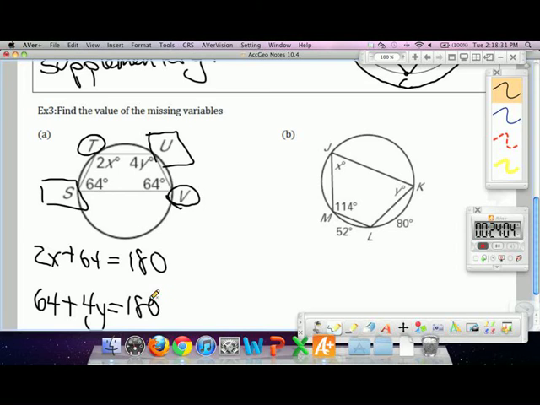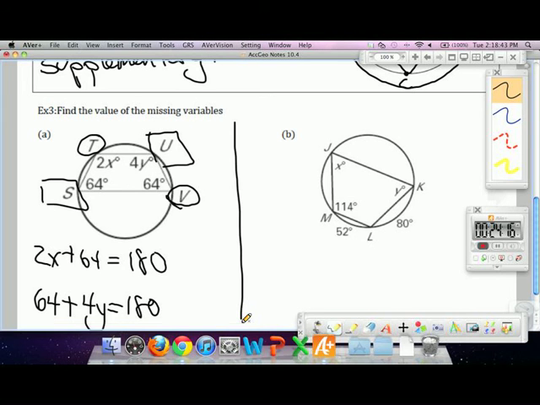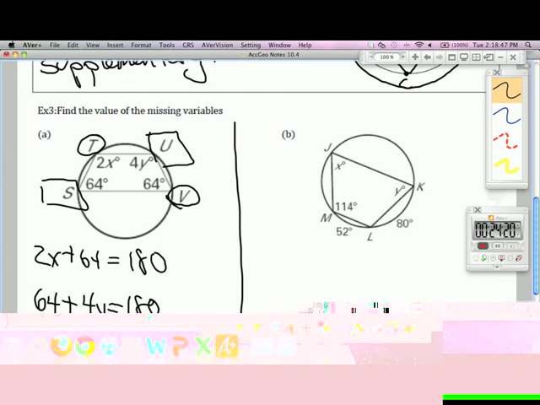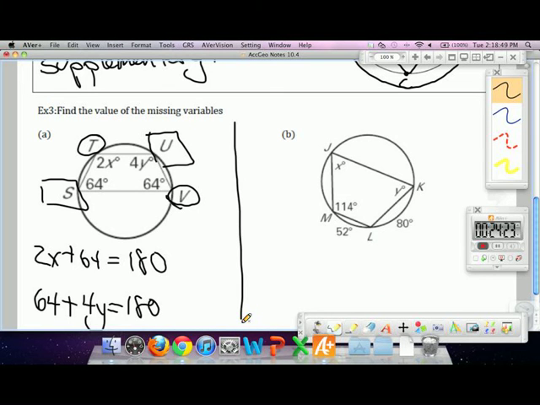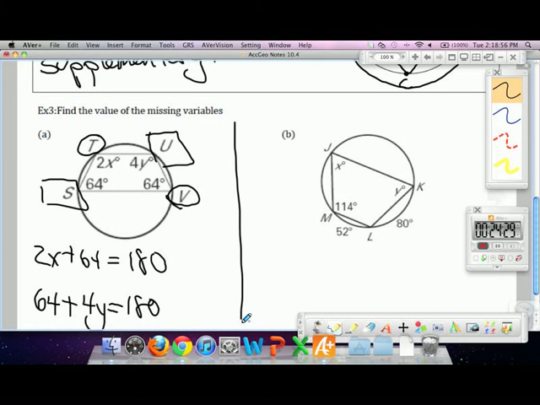In example B, I don't give you the same setup here. How can I find one of those two angles? Let me find, let's say, either x or y. Okay, what could we do? Courtney, what are you going to try? And what angle will I find?